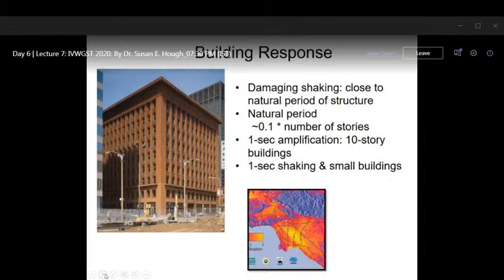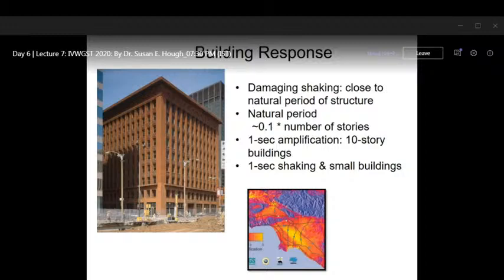So a building is going to shake when the ground is pushing it at the frequency that it naturally sways at. As a rule of thumb, every building has its natural period, the period or frequency that it tends to sway at. It's about 0.1 times the number of stories. So a 10-story building tends to sway back and forth at 1 second. If it's a 1-story building, it tends to sway back and forth at 0.1 seconds or 10 hertz. So that's a big difference.